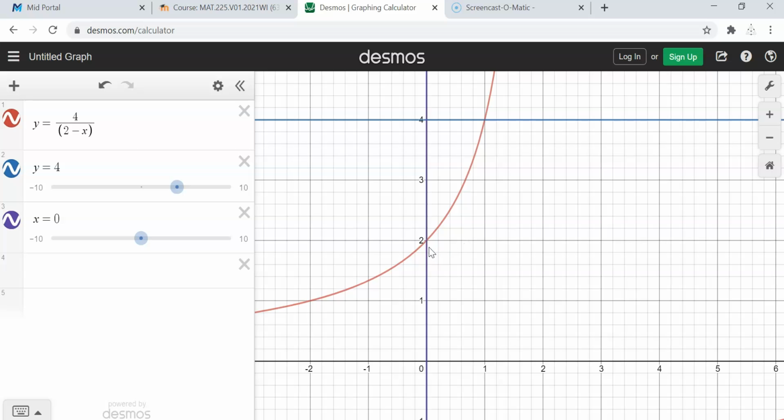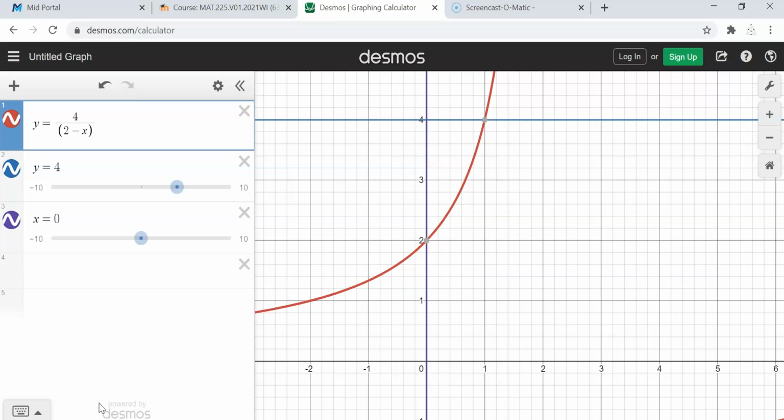Now, notice that as far as x values go, this region starts at an x value of 0 and ends at an x value of 1. So when we're going to be integrating, we're going to be integrating from 0 over to 1. The top of this region is going to be my line y equals 4. The bottom of the region is going to be 4 over 2 minus x.